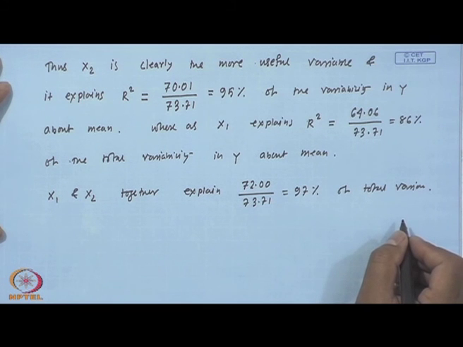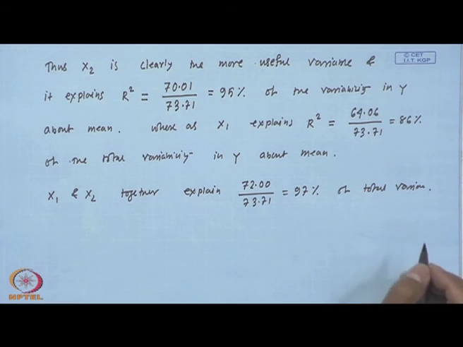Okay. So, the conclusion is that x2 is a more useful regression variable than x1, because x2 alone can explain 95% of the total variability, and also x2 is significant in the presence of x1, whereas x1 explains 86% of the total variability, and x1 is not significant in the presence of x2.